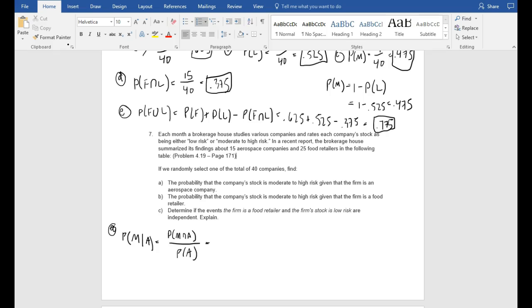And so then we go up and we use our table to find these intersection points. So we see that the intersection of moderate to high risk and aerospace is 9. So in order to turn that to a probability, we say 9 over 40. And the probability of A is 15 over 40, which is 9 over 15, or 0.6, 60%.